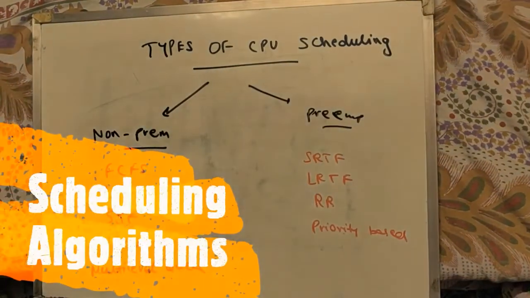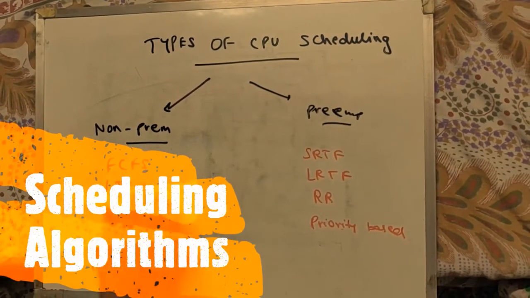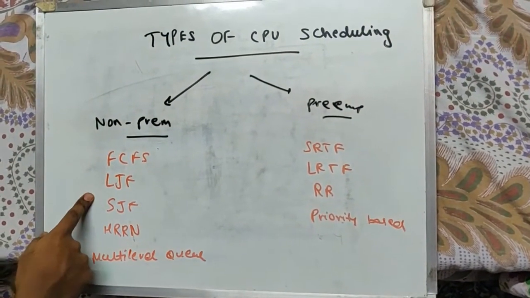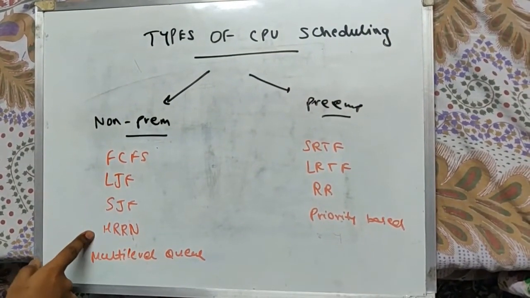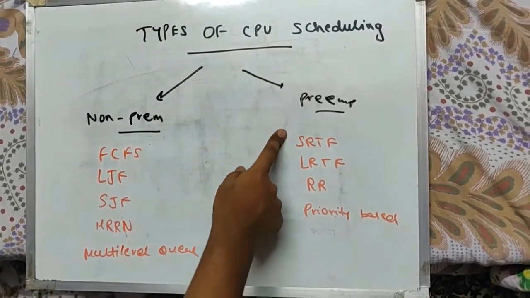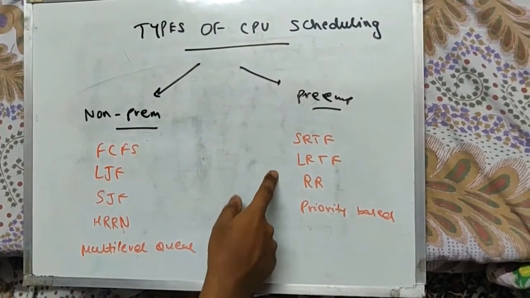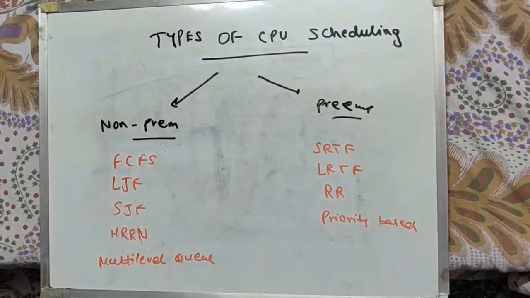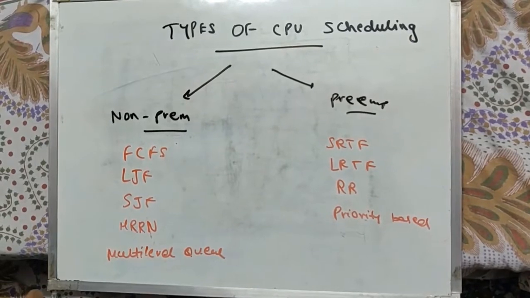Take some examples. The various algorithms which come under non-preemptive are first come first served, longest job first, shortest job first, highest response ratio first, and multi-level queue. And under preemptive we have shortest remaining time first, longest remaining time first, round robin, and priority based. So let's briefly discuss them.